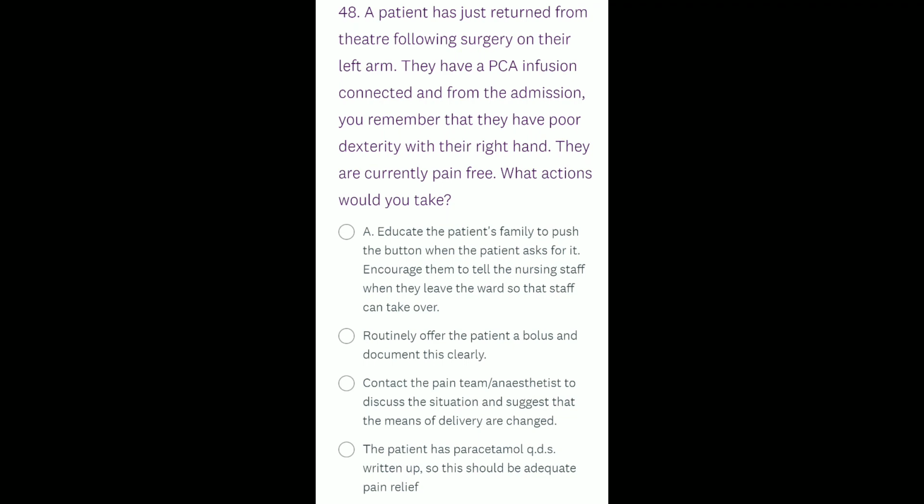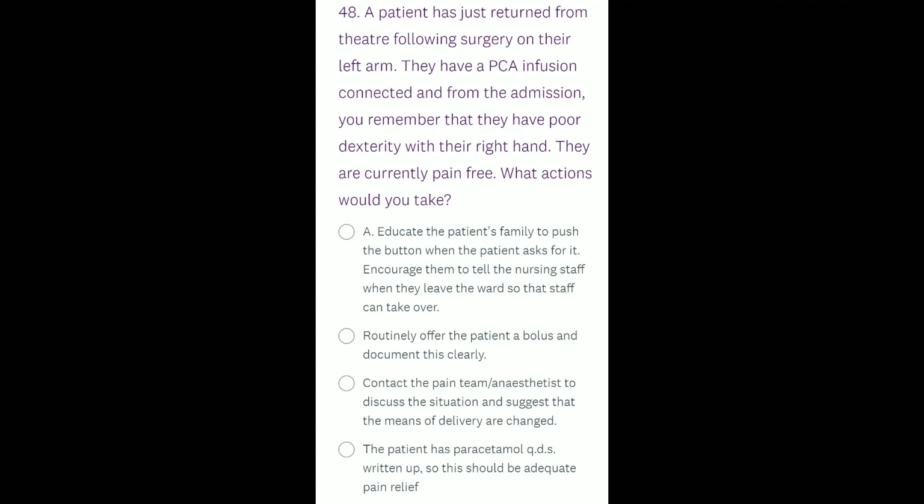So what's the right answer? Option C, that is contact the pain team to discuss the situation and suggest that the means of delivery are changed. Got it? So once again, I'll explain to you what is PCA. It is an abbreviation for patient controlled analgesia. So analgesia is a simple word. It means relief of pain. So PCA is a method by which the patient controls the amount of pain medicine, that is analgesia, they receive.